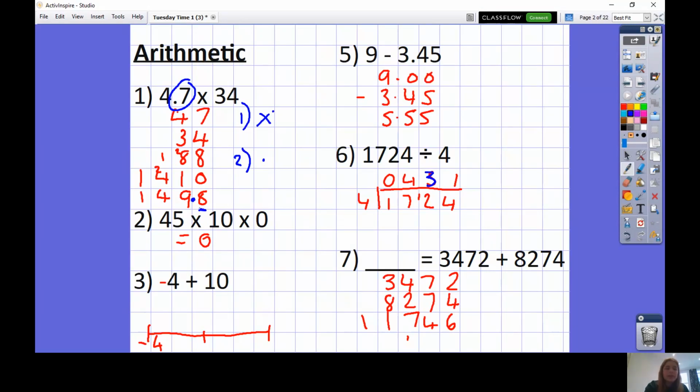Look down at question 3, then it's minus 4, add 10. So we're starting at minus 4. What can I add to get to 0? I will, of course, add 4. And then I'm trying to add 10 in total. If I've already added 4, I'm now going to have to add 6, taking me to 6. Your answer here was 6.